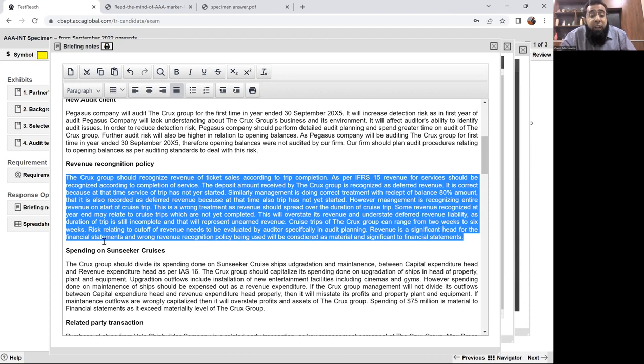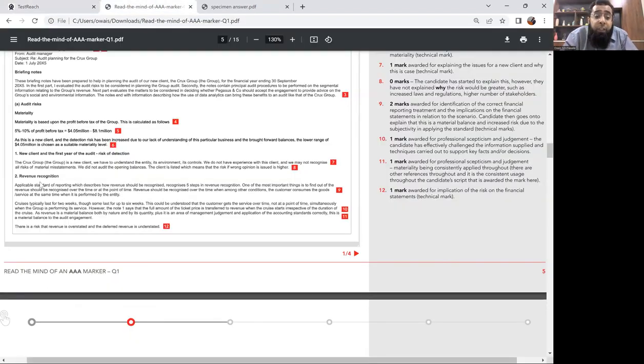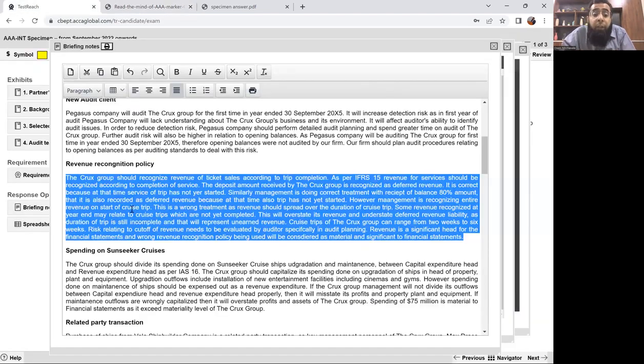Revenue is a significant hit for the financial statement, and a wrong revenue recognition policy will be considered material and significant to the financial statement. If you just read the point which we developed, and then compare it with the point which candidate one developed, on which he got 100% marks, he got a total of 3 marks for this risk, which was 100%. For one accounting risk, you can get 3 marks, that is the maximum. He got 100% marks for writing this. Our point was much more detailed as compared to him.